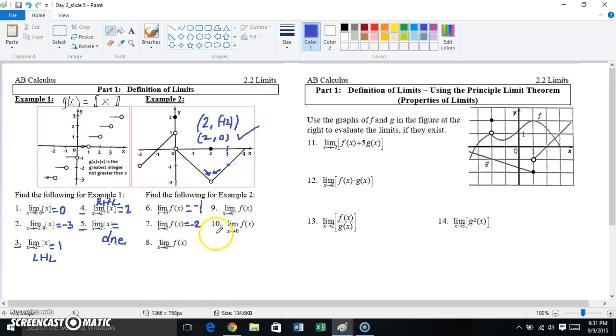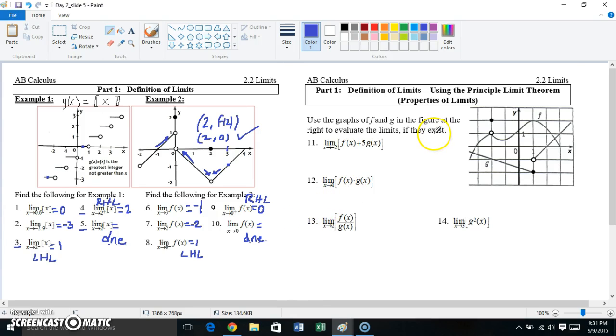All right, 8, 9, and 10 all go together. So the limit as x approaches 0 from the left. So we're approaching 0 from the left. Our y value is 1. Let's look at the function as we approach 0 from the right. The y value is 0. Notice the limit on the left and the limit on the right are not equal, so the limit as x approaches 0 does not exist.